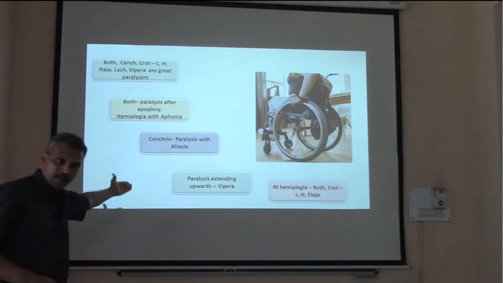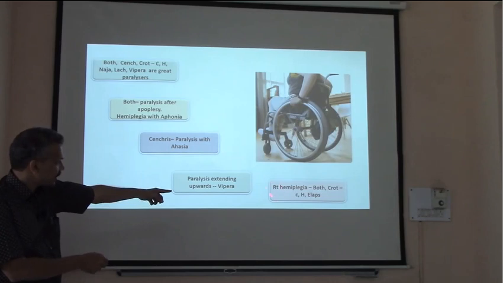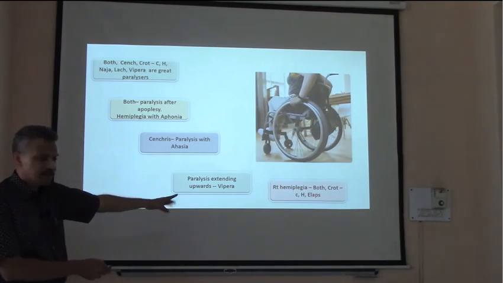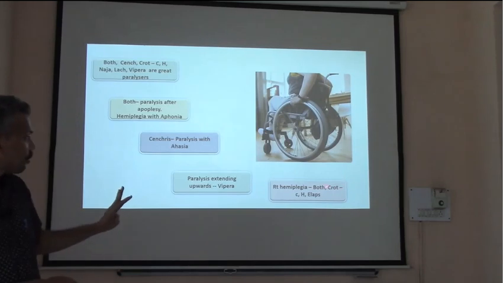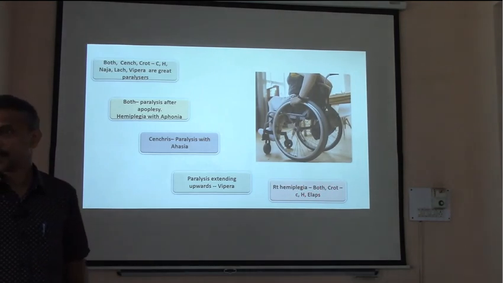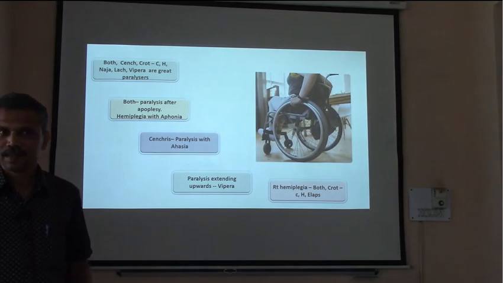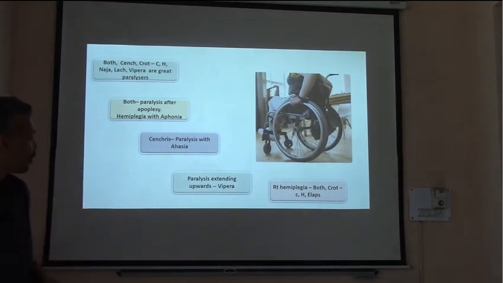And you know, Lachesis, when there is left hemiplegia, you can think of Lachesis. When the hemiplegia is on the right hand side, four remedies will come up, or four Ophidias will come up. Topping the list, you have Bothrops, Crotalus cascavella, horridus and Elaps. Right sided hemiplegia. Clear? So Ophidias are great paralyzers, very important.